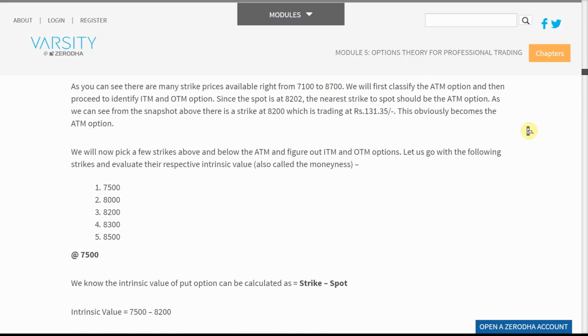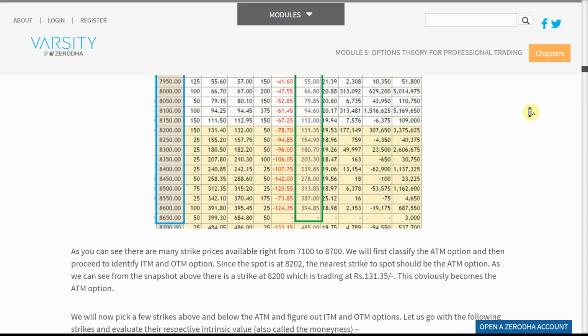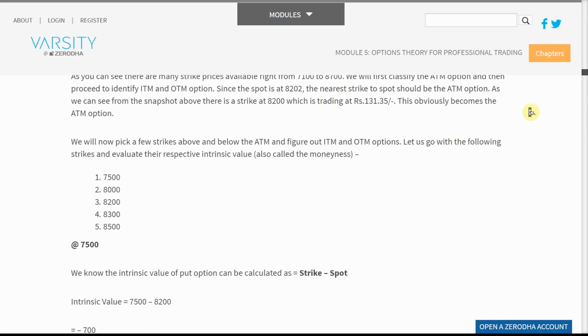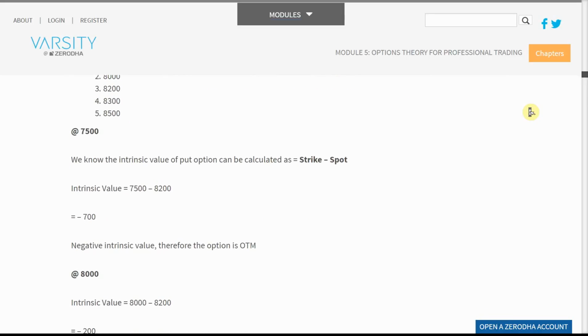Let us go with the following strikes and evaluate their respective intrinsic value, also called the moneyness: 7,500, 8,000, 8,200, 8,300, 8,500. At 7,500, we know the intrinsic value of a put option can be calculated as strike minus spot. Intrinsic value equals 7500 minus 8200 equals minus 700. Negative intrinsic value. Therefore, the option is OTM.